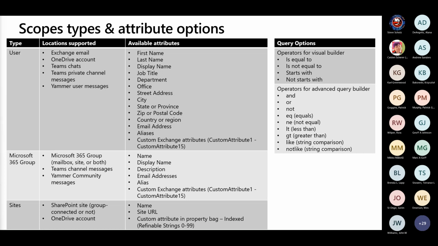To provide even greater flexibility, we have operators that are available as well for combining or scoping attributes even further. There are also 2 different types of query options. You can use the simple query builder, which provides a GUI experience for building a scope, or you can use the advanced query builder, where you can use OPath for user and group scopes and KQL for site scopes to build those queries.